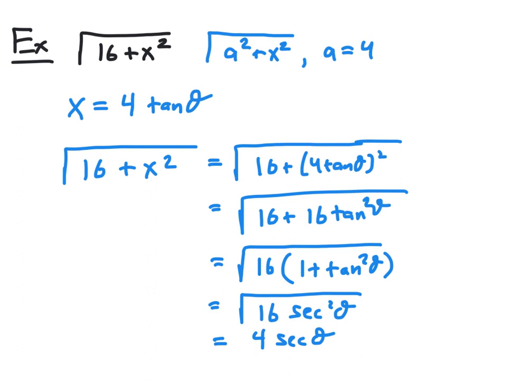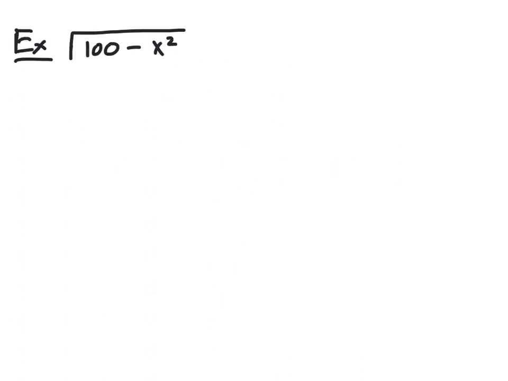So if we had this integral with a square root of 16 plus x squared in it, what this calculation is showing is that we can actually replace that algebraic expression, the square root of 16 plus x squared, with a much simpler trigonometric expression, 4 secant theta. And oftentimes we're able to integrate functions that involve these trig functions where we're not really able to do anything with the square root function as it's given. Let's take a look at another algebraic expression.